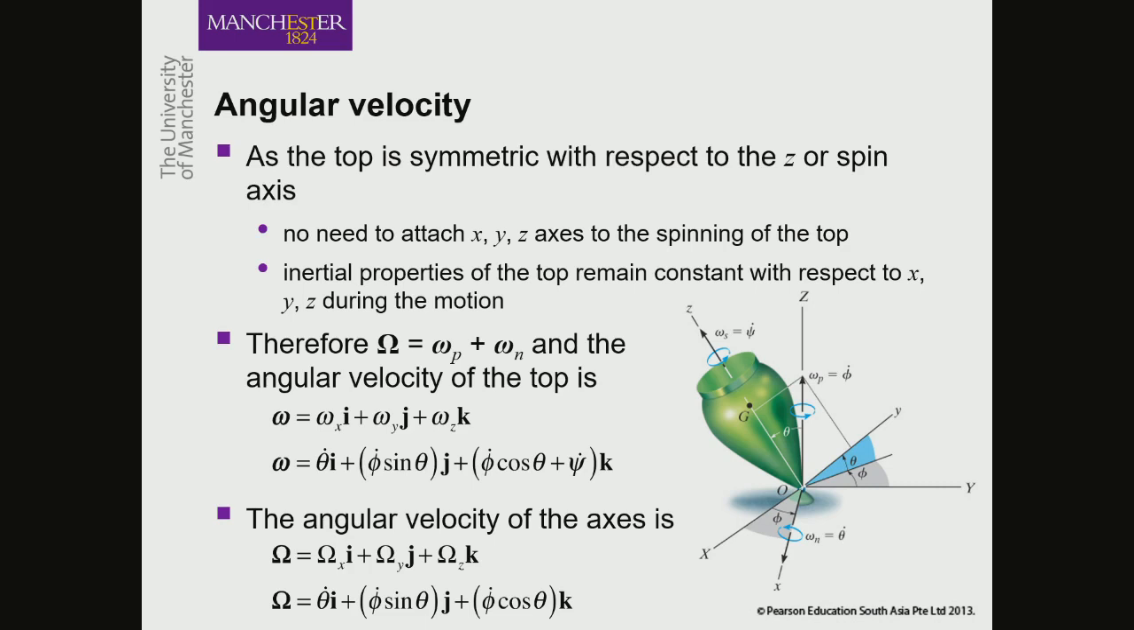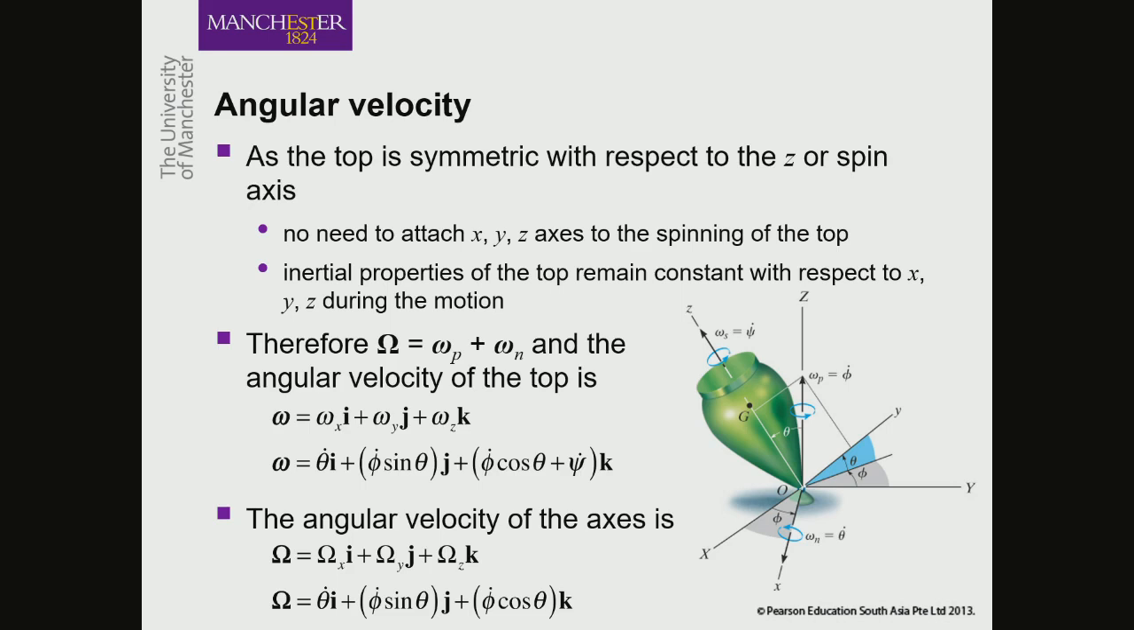Right. So again, it is written here as well, but the inertial properties of the top will be constant during the motion if we do not rotate the body about the z-axis itself. This is the main thing. Therefore, if our x, y, z frame rotates with omega P plus omega N, this will satisfy the requirement and our inertial properties will be the same.